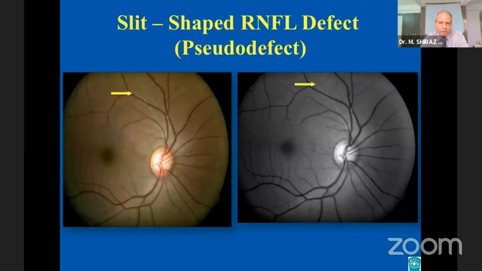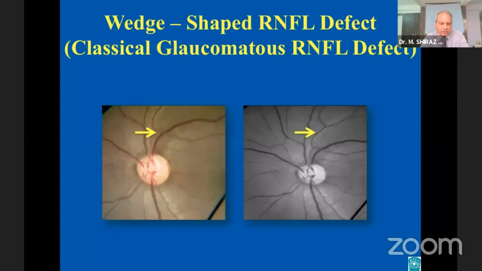This is a typical example of a slit-shaped RNFL defect. This is an example of a wedge-shaped defect that is classically seen in glaucoma. Here, I would like to emphasize that the retinal nerve fiber layer should always be examined under red-free light. It is under the red-free light that these defects become more easily distinguishable.